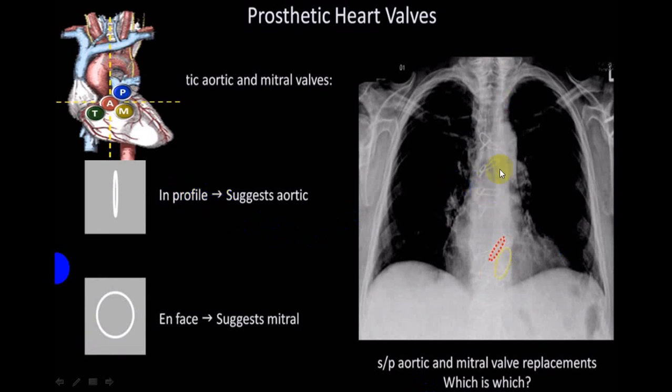You can see the sutures, and when you see a valve linear like this, it is aortic, and when you see a ring-like structure, it is usually a mitral valve. It will be a mitral valve on the face, we call. This is on the face. This is in the profile. Aortic valve in a profile.